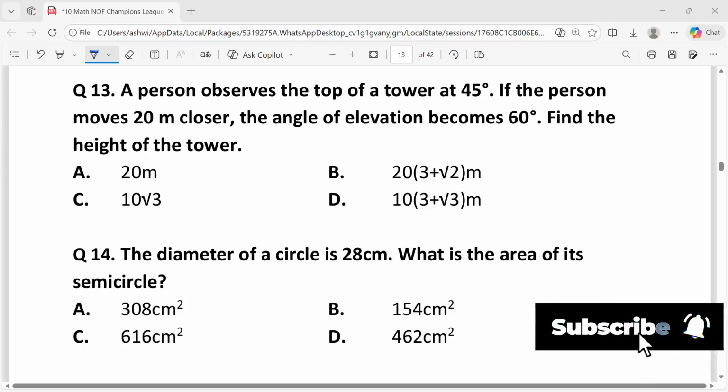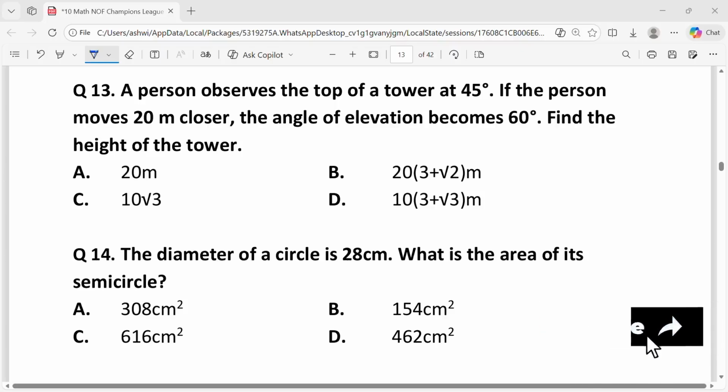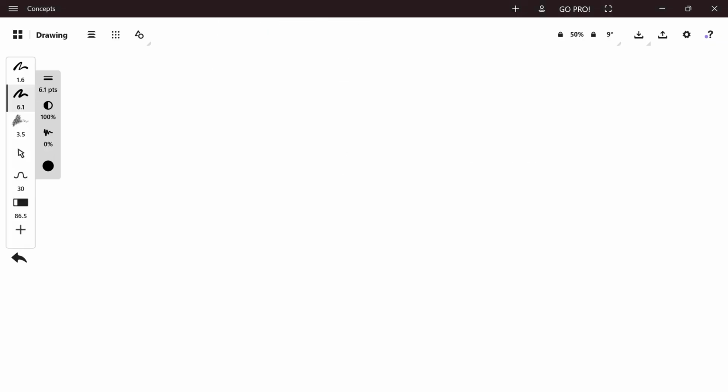Question 13. A person observes the top of a tower at 45 degrees. If the person moves 20 meters closer, the angle of elevation becomes 60 degrees. Find the height of the tower. Let h be the height of the tower, x be the initial distance from the person to the base of the tower, and x minus 20 be the distance after moving closer. The angles of elevation are 45 and 60 degrees respectively.